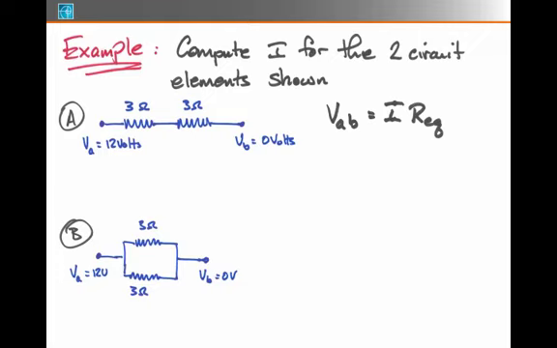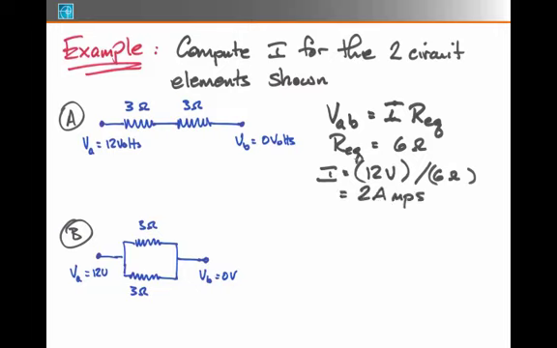I know that the voltage drop across this pair of locations is going to equal I times the equivalent resistance. The equivalent resistance here is 6 ohms because the two resistors are in series, and I know that when I have two resistors in series, I simply add their resistances. Therefore, the current will equal the voltage drop of 12 volts divided by the equivalent resistance of 6 ohms, and this equals 2 amps.